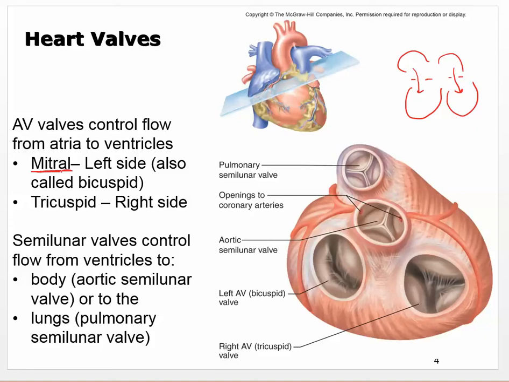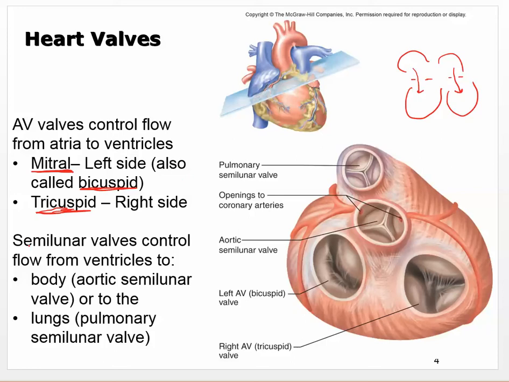That's going to be on the left side, which is part of systemic circulation. That's where the left ventricle squeezes out to the system, so it's not going to the lungs. So the mitral valve is on the left side, and we also call that the bicuspid. Now the right atrioventricular valve is usually referred to as the tricuspid. So that's on the right. So mitral, tricuspid. The mitral is also called the bicuspid.